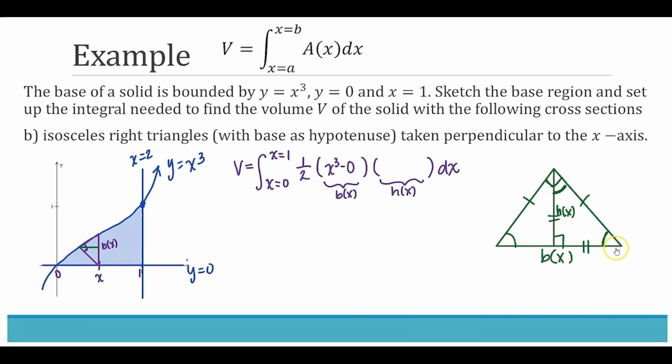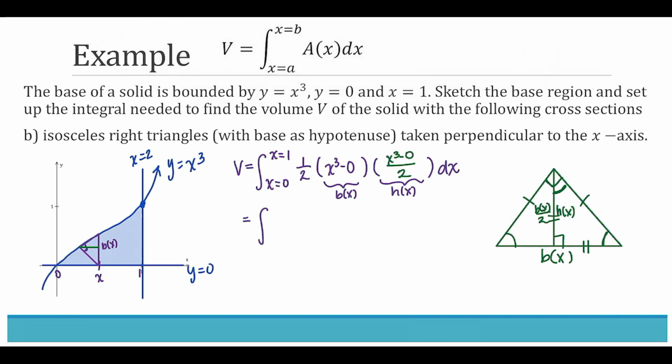Well, if I cut this base in half here, then this is b over 2, so that means that the height is also b over 2, or b of x over 2. So that's what I'm going to go ahead and fill in right here for h of x. It's going to be the base over 2, so it's going to be x cubed minus 0, the base, divided by 2. And we'll go ahead and clean this up a little bit.